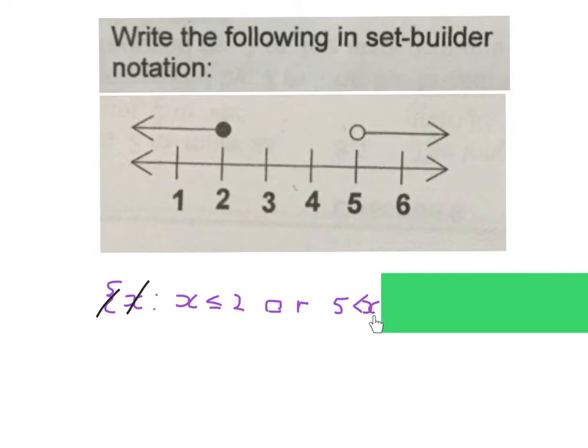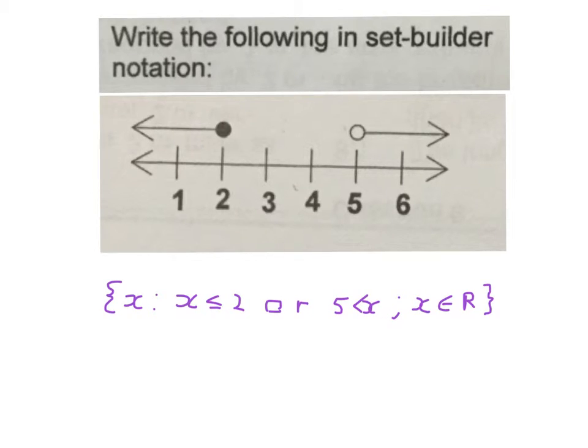So we wrote here X. The numbers we are looking for are bigger than 5. Because there's a solid line there and there, I indicate that these are real numbers. And this is my final answer. We're looking for X values. The values must be smaller and equal to 2, or, there's a gap there, the numbers must be bigger than 5, and they must be real numbers. So the following in setbuilder notation is then written like this.